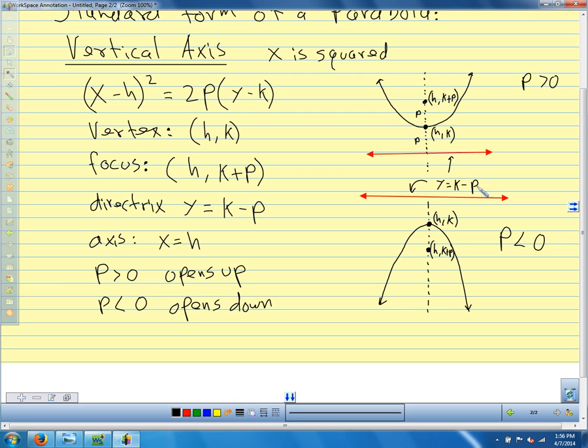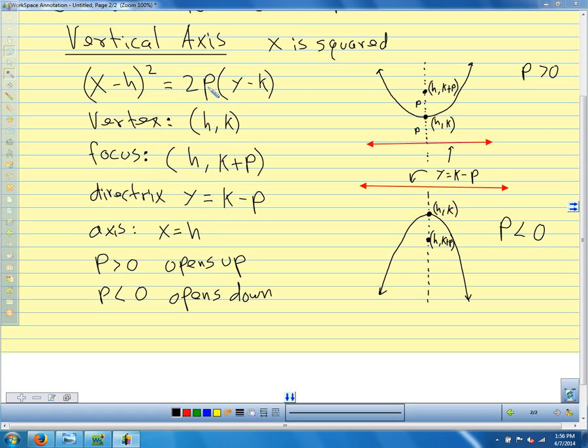and the equation of my directrix is still y = k - p. Here p is negative, so I get k minus a negative, so I get a k plus. It moves me up. So the directrix is p units up from the vertex. Okay. So, questions so far about what p is telling us about our parabola?